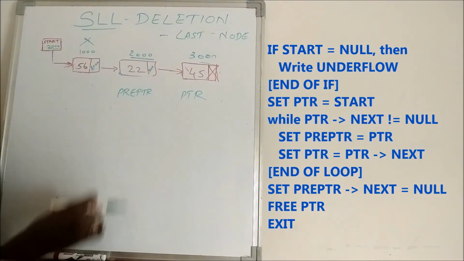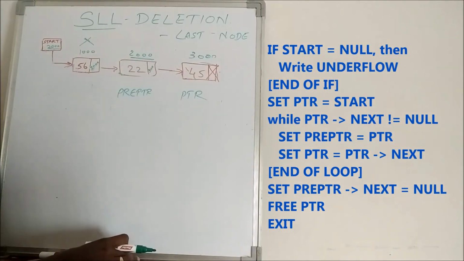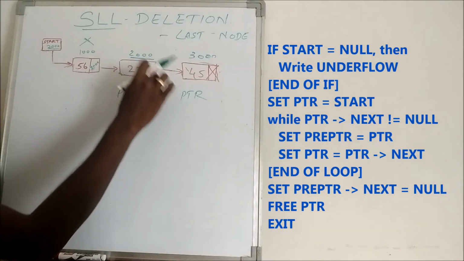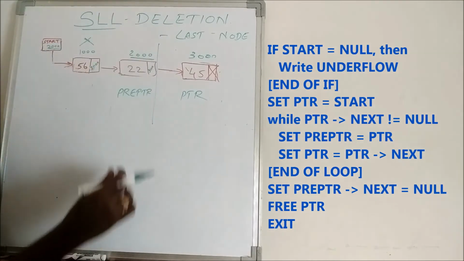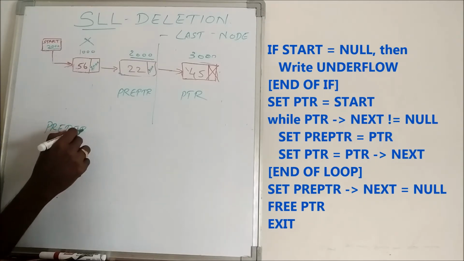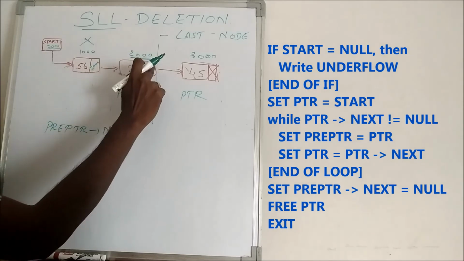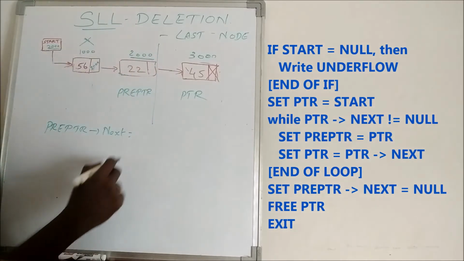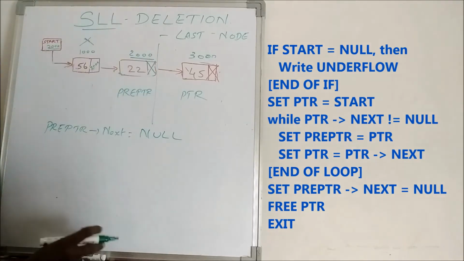What do we have to do? Pre-pointer next, initially it is 3000. Now we have to make it null, because only then will this be the end of the list. So the next field of pre-pointer, which already holds 3000, we reset to null. Then this will become null, so it is the end of the list.